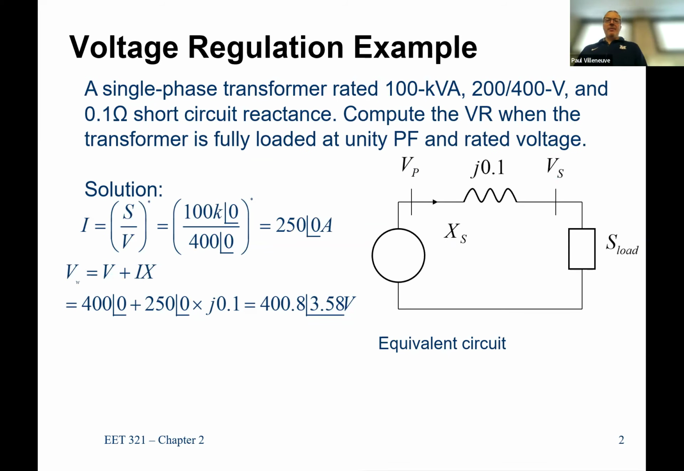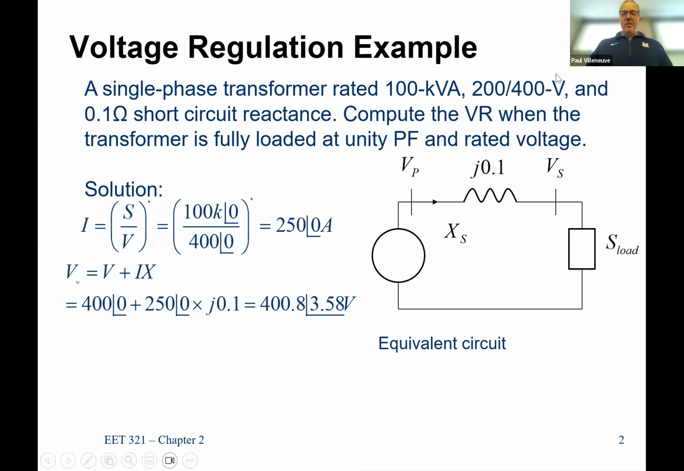So here's a simple example. Here's a single phase transformer. It's rated 100 kVA, 200 to 400 volts. And for its internal impedance, we're only going to focus on X equivalent, because we're going to assume that the R equivalent is so small in our equivalent transformer model that we can neglect any voltage drop. So we're going to assume that its X equivalent, which we can also call short circuit reactance, is 0.1 ohm. We want to compute the voltage regulation when the transformer is fully loaded at unity power factor and rated voltage.